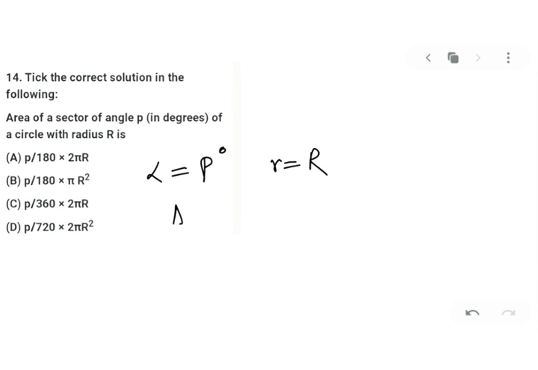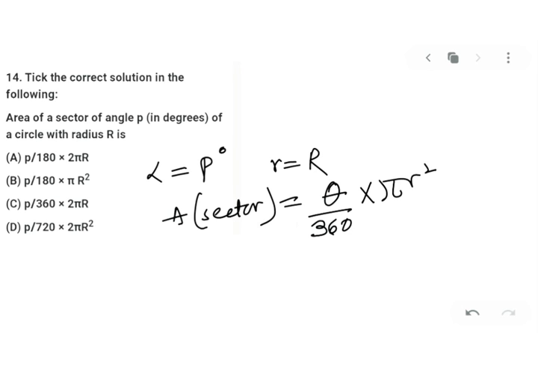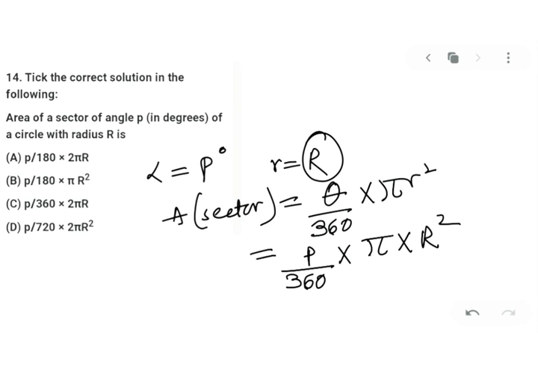So let's apply the formula for the area of a sector, that is theta upon 360 into pi r square. So theta here is P, 360 here is 360. Pi we will keep as pi, and r we have this big R, so its square. So it will be P upon 360 pi r square. Yes, we do not have this option.